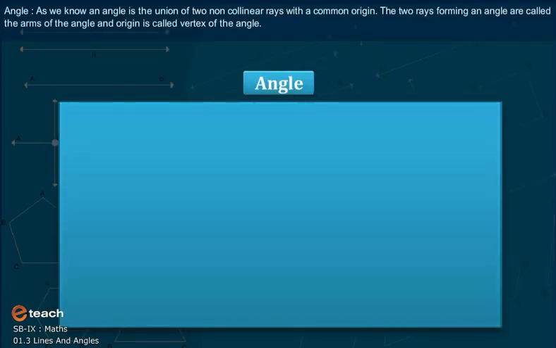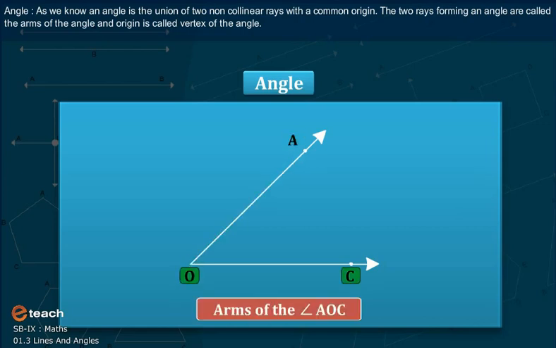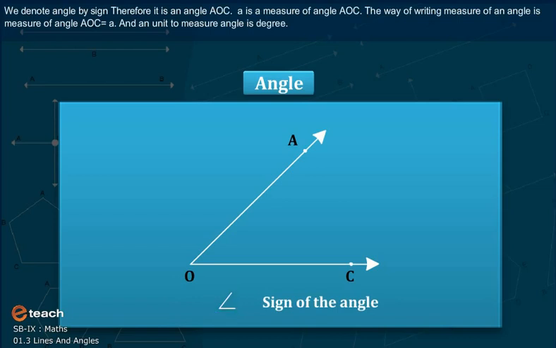Angle. Students, as we know, an angle is the union of two non-collinear rays with a common origin. The two rays forming an angle are called the arms of the angle and the origin is called the vertex of the angle. We denote angle by the angle sign. Therefore, it is angle AOC. A is the measure of angle AOC. The way of writing the measure of an angle is: measure of angle AOC is equal to A. And the unit to measure angle is degree.